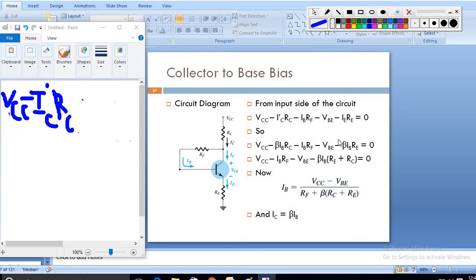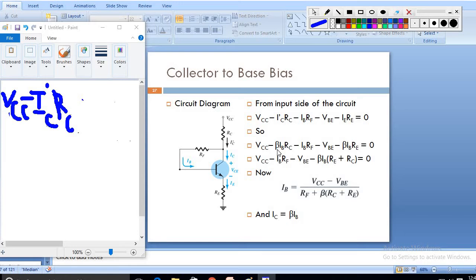Hope all of you get this point. IC dash I am replacing with beta IB. Why? Because IC dash is equal to IC, and that IC is equal to beta IB. For that reason I am replacing it here. So here IE is in turn equal to IC, and again IC is equal to beta IB. I am replacing IE as beta IB.